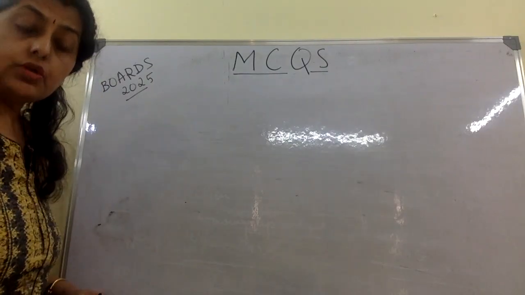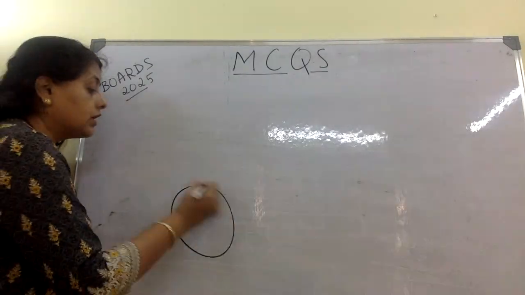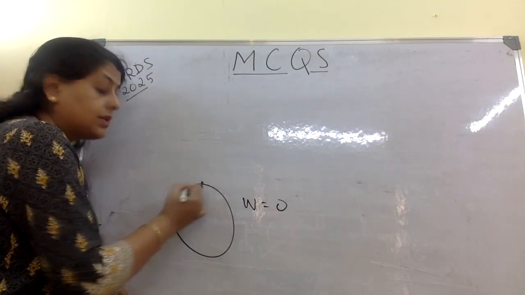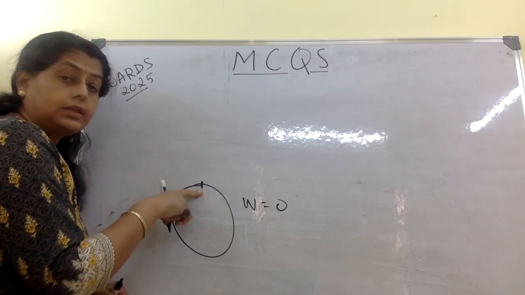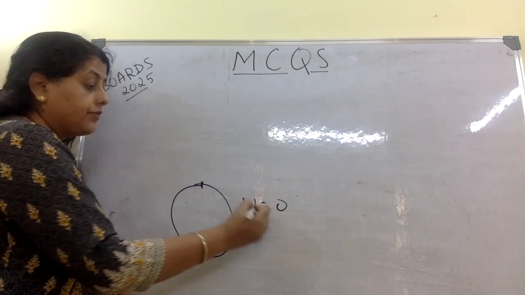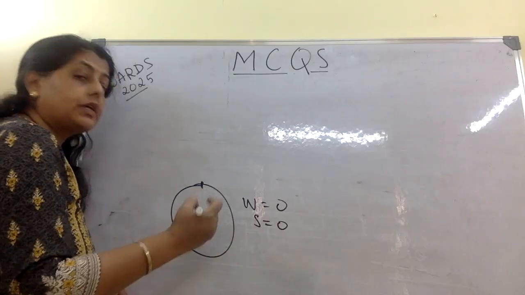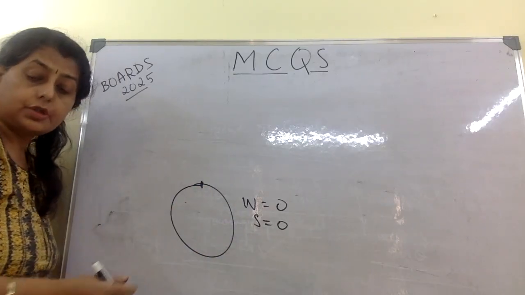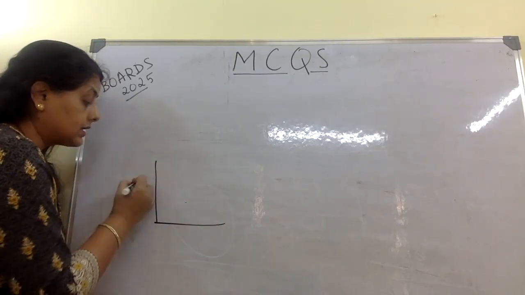I just want to remind you, work when something is moving in a circular path is 0. Work is equal to 0 because the displacement in a circular path is zero, as the initial and final points are the same. Therefore, S is equal to 0. Therefore, whatever the F is, finally work is 0 because F into S is work. ICSE loves asking graphs.